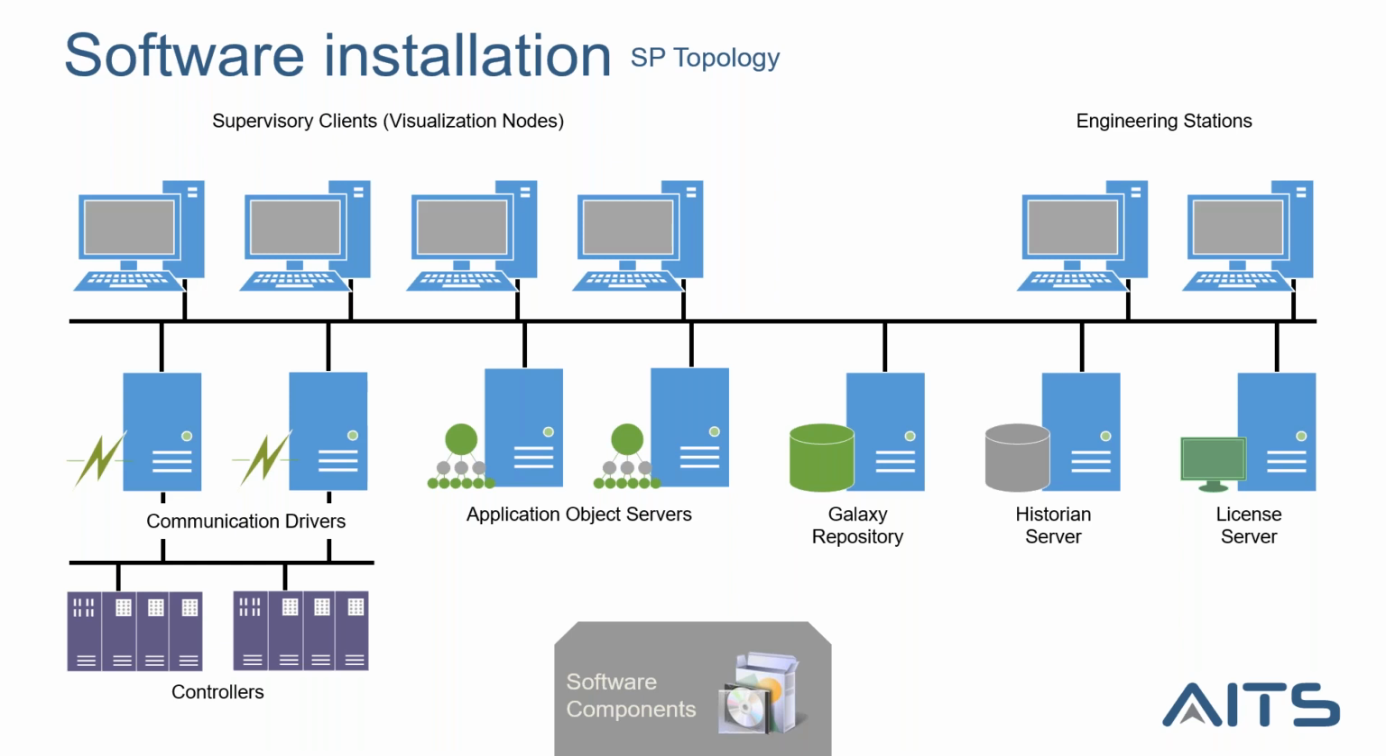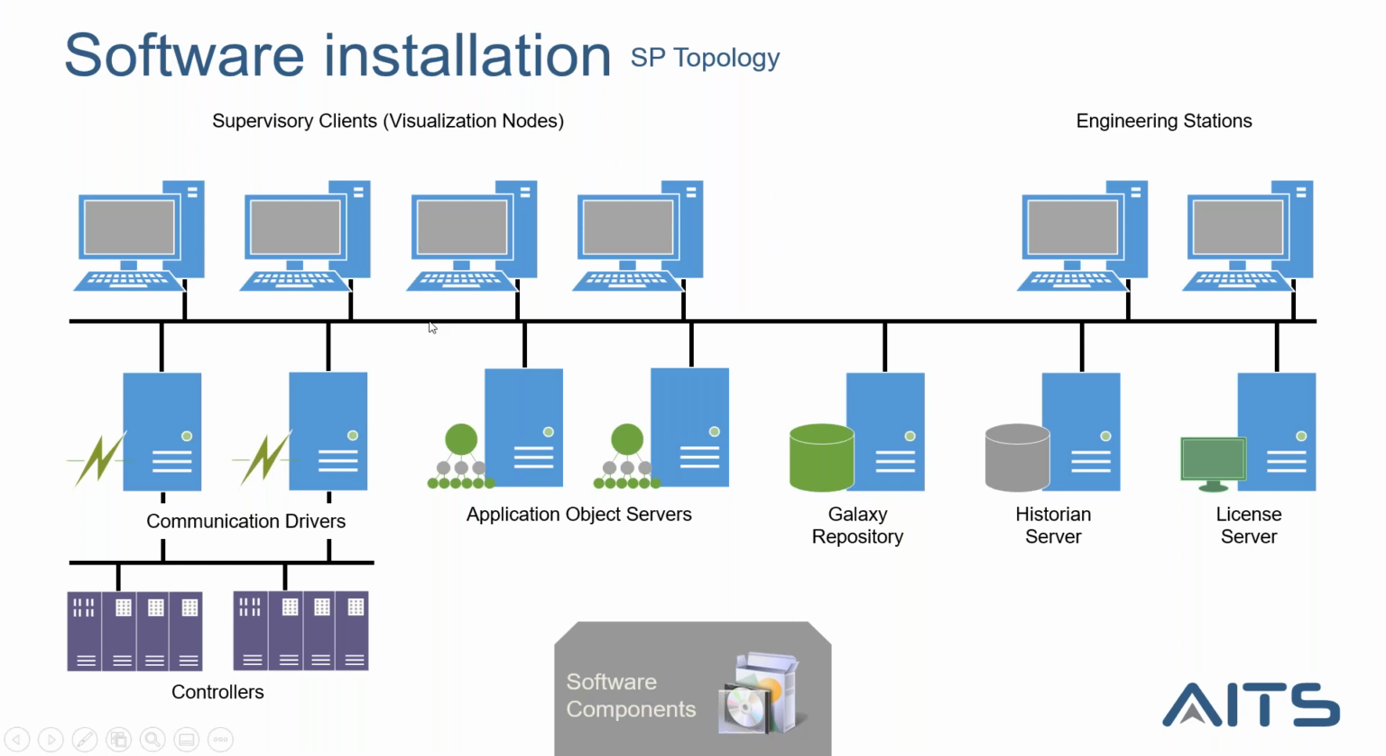Generally, you have this general topology where you have the application object servers, which are the servers that will host your objects and communication drivers, the Galaxy repository, historian server, etc. Now, this can be big or small, depending on how big your application is. One of the projects I found, this is one of the biggest, had like 75 different application object servers. It can be bigger, it can be all-in-one.